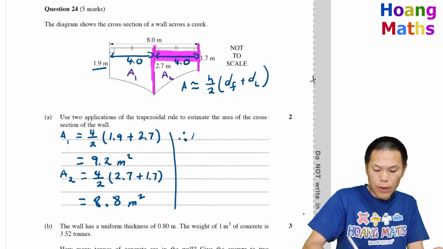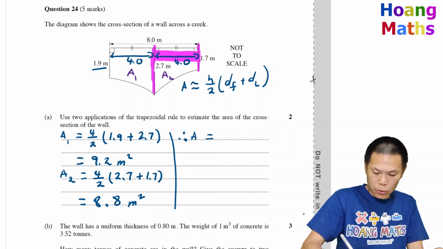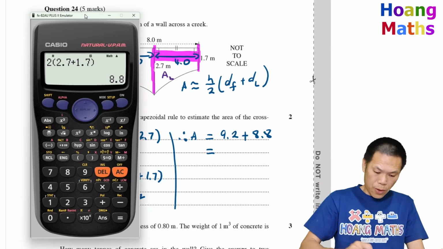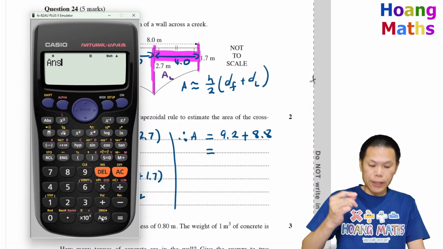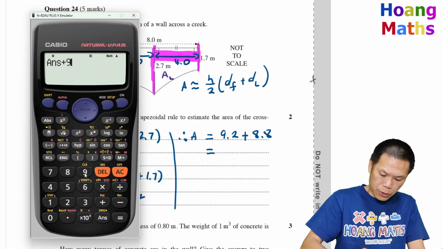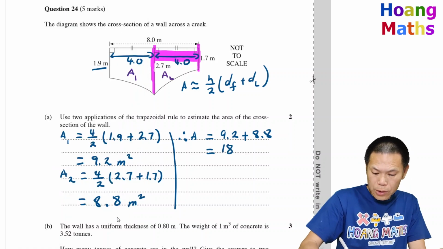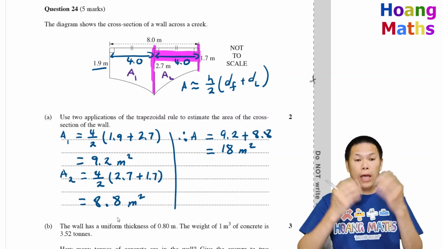So now we just add them up. Therefore, area is equal to 9.2 add 8.8. That should give me, answer, 18 square meters. So that is the answer.